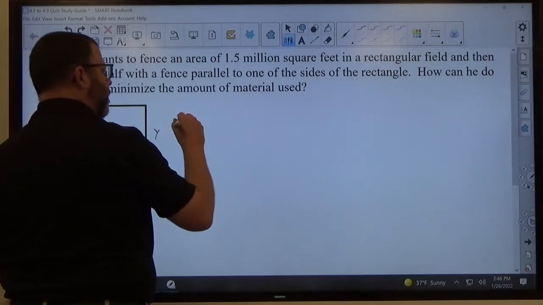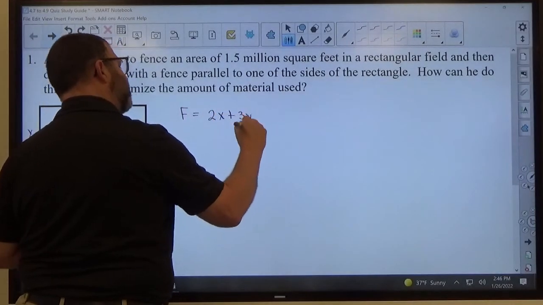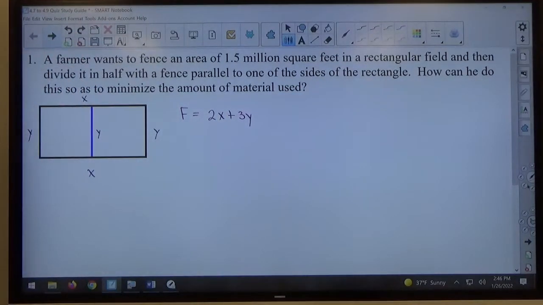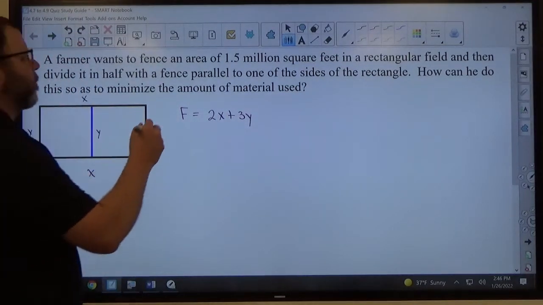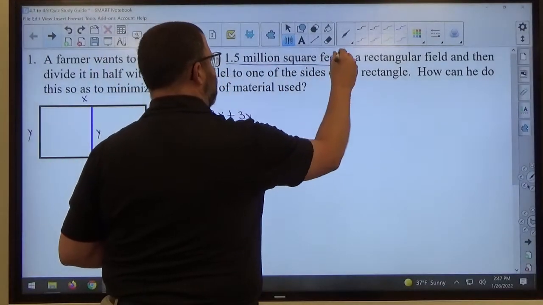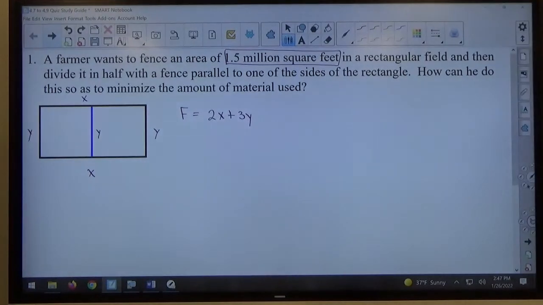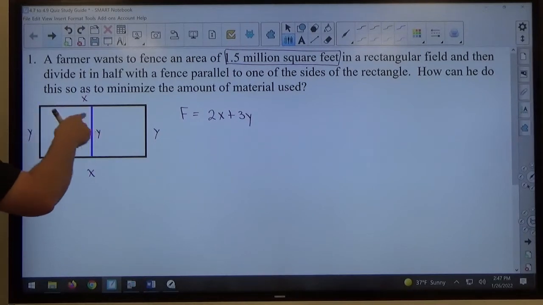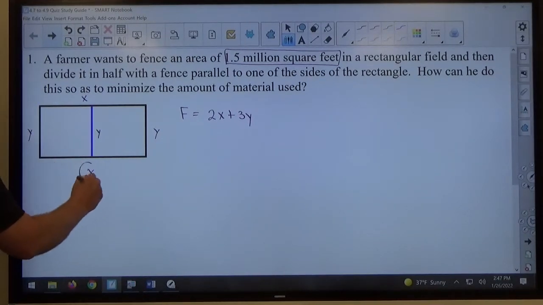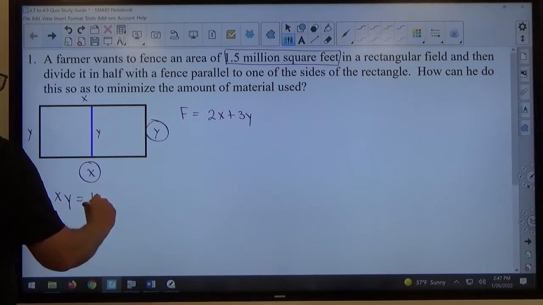So I'm going to put F for fencing. The fact that they give me in this problem says the area is 1.5 million square feet. I'm going to go with 1,500,000. Just feel safer with that. So the area of this rectangular space is going to be the length x times the width y. So x times y has to be 1,500,000.